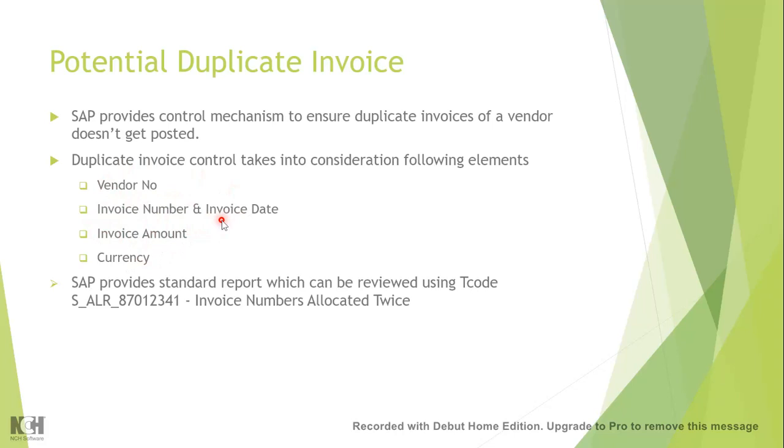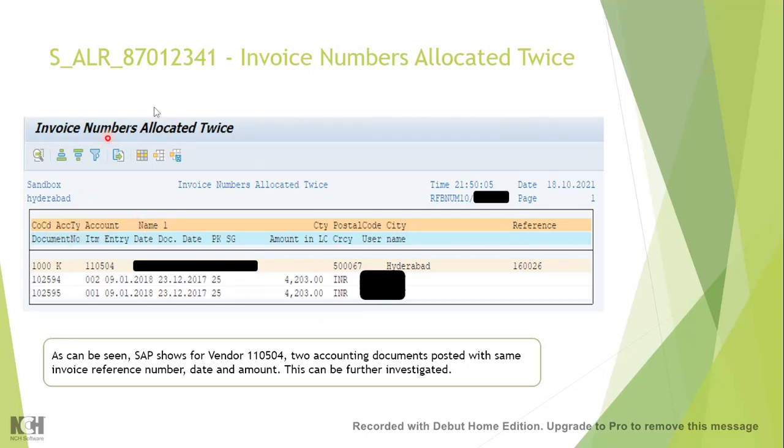For you to quickly check whether any duplicate invoices have been posted in your client system, you can use this transaction, S_ALR_87012344, invoice numbers allocated twice. I'll just show you one example. So this is the transaction, invoice numbers allocated twice.